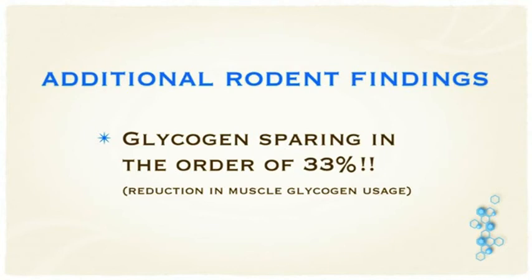Additionally, after doing muscle biopsies, they determined that there was sparing of glycogen. In other words, a reduction in muscle glycogen usage by 33%. When we don't burn our glycogen, we have better endurance, more stamina, and easier recovery. Additionally, there was preliminary evidence that there was some mitochondrial biogenesis as well.